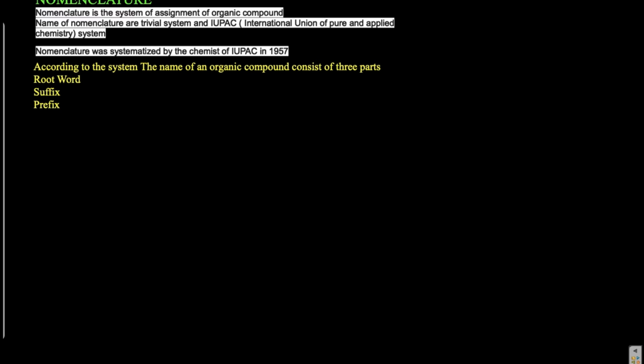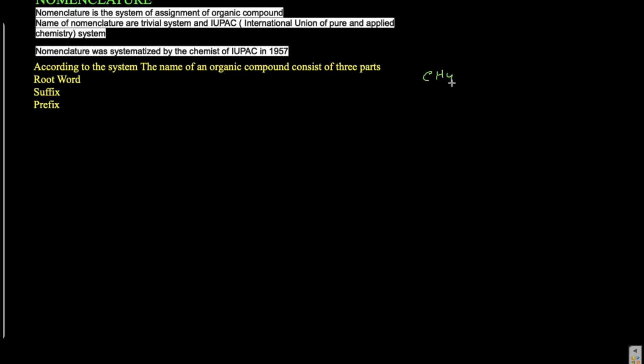The systems of nomenclature are the trivial system and the IUPAC system. What do you mean by IUPAC? The full form of IUPAC is International Union of Pure and Applied Chemistry. In early days, the names of compounds depended on the source from which we could get them. For example, why is CH4 named methane?